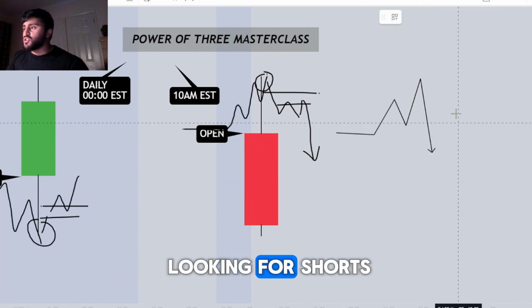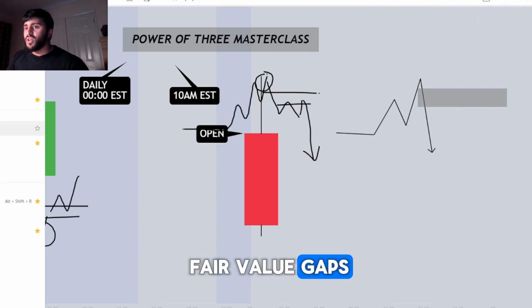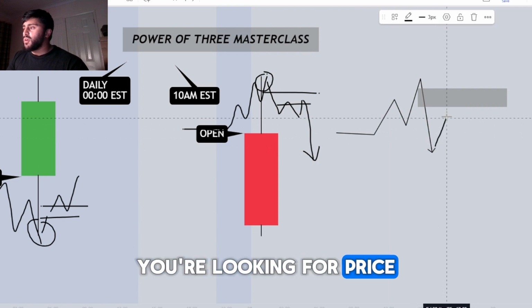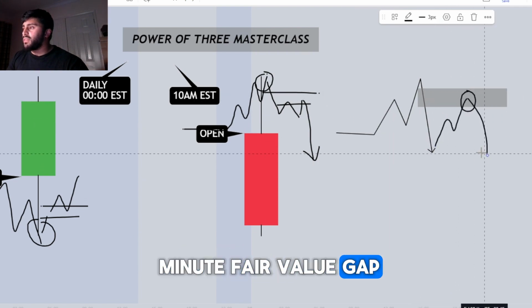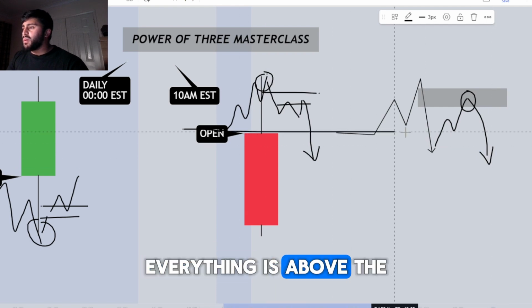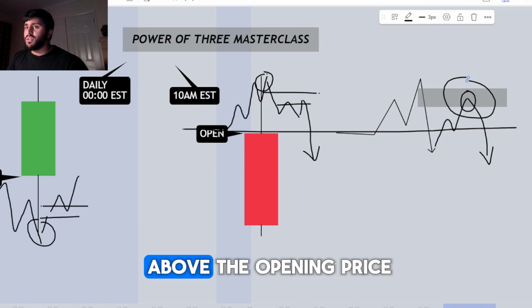Now, when you're looking for shorts, you only want to be trading off 15-minute fair value gaps. So what's really happening here is you're looking for price to come into this area, react off this 15-minute fair value gap, and then head lower. Everything is above the opening price. So this is the opening price. We're looking for everything above the opening price, right?